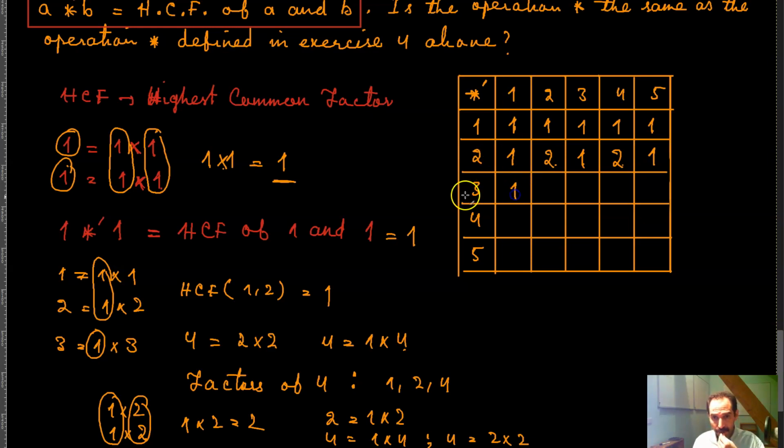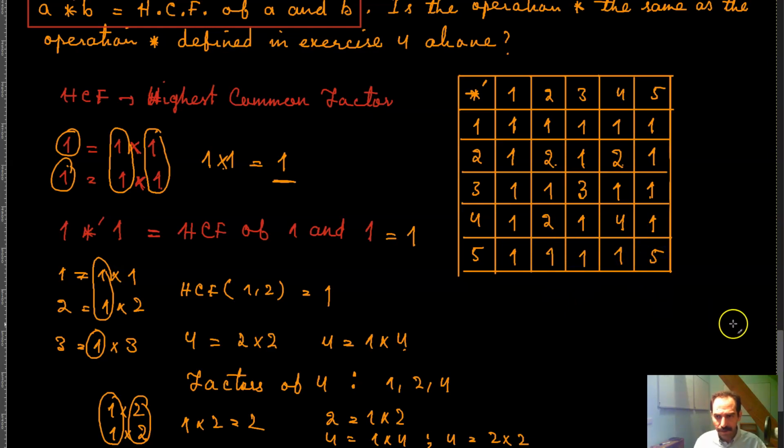3 and 1 is 1, both, of course 1 is not a prime number, but 3 and 1 would be 1, 3 and 2 would be 1, 3 and 3 would be 3. 3 and 4 would be 1, 3 and 5 would be 1. And 4 and 1 would be 1, 4 and 2 would be 2, 4 and 3 would be 1, 4 and 4 would be 4, and 4 and 5 would be 1. And 5 and 1 would be 1, 5 and 2 would be 1, 5 and 3 would be 1, 5 and 4 would be 1, 5 and 5 would be 5.